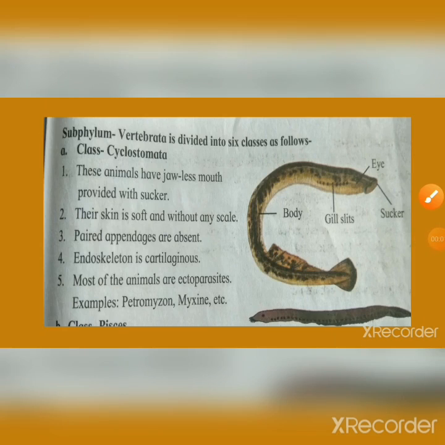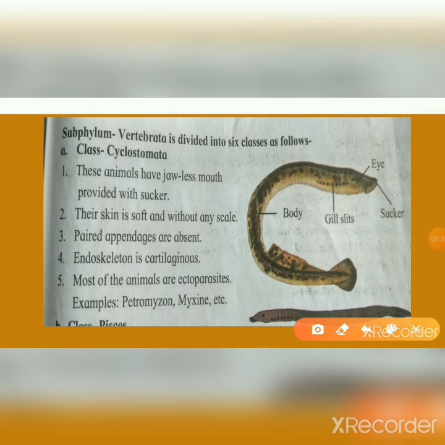Class Cyclostomata. With the figure we'll see here, it's Petromyzon. Here is a sucker, eye, gill slit, body. These animals have a jawless mouth provided with a sucker. Their skin is soft and without scale. Paired appendages are absent. Endoskeleton is cartilaginous. Most of these animals are ectoparasitic. Example, Petromyzon or Myxine, etc.